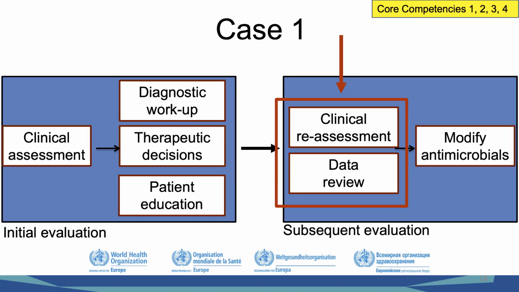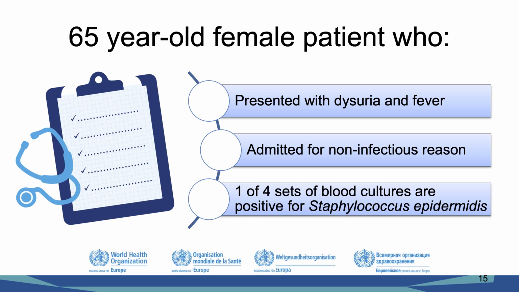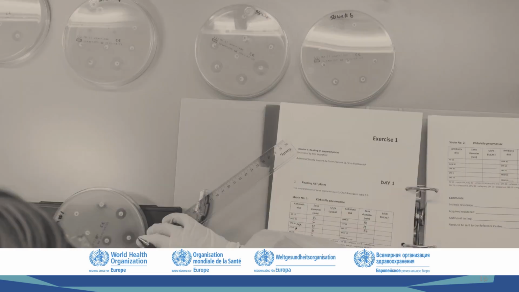Let's consider a case. You are examining a 65-year-old female who presented to the emergency department with fever and dysuria and was diagnosed with a urinary tract infection. She was admitted for monitoring of her atrial fibrillation with rapid ventricular response. 2 sets of admission blood cultures were drawn from 2 separate venipuncture sites and are growing Staphylococcus epidermidis in 1 of 4 bottles. This is a common clinical scenario.